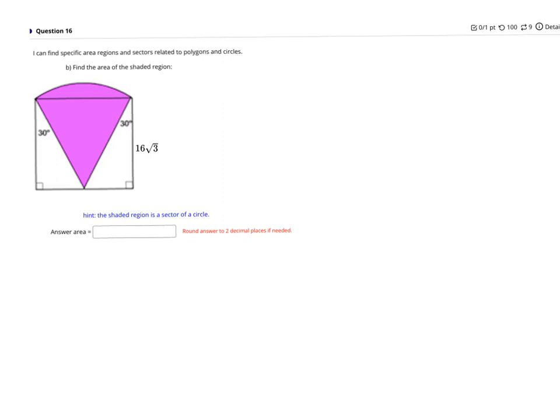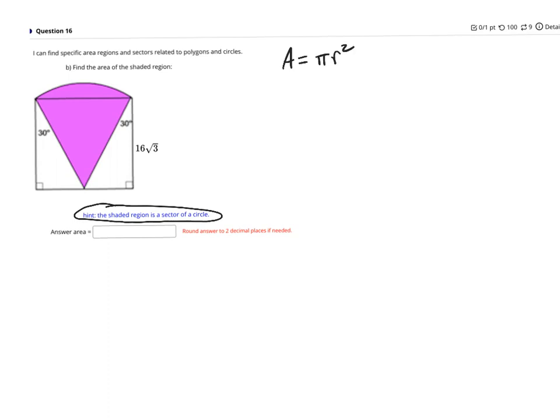Hello, and today we're going to take a look at the target packet, question number 16. We're going to try and find the area of the shaded region, and we're given a hint down here that the shaded region is a sector of a circle. So in order to find the area of a circle, the whole thing, I would do pi r squared.